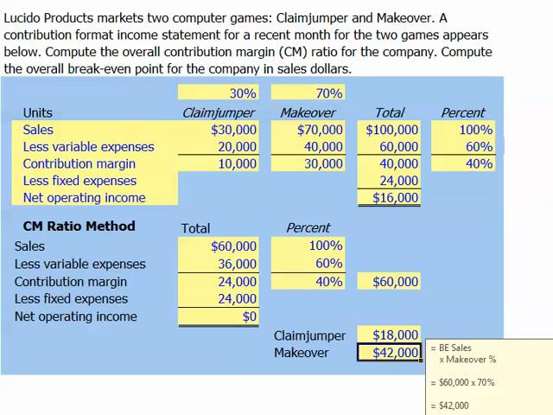Since our contribution margin ratio for the Makeover is higher than that of the Claim Jumper, if we were to shift our sales mix towards the Makeover software, then our break-even point would be lower than $60,000. If, on the other hand, we started selling a greater proportion of Claim Jumper software, whose contribution margin ratio is lower than 40%, we would need to sell more games to achieve our break-even point.